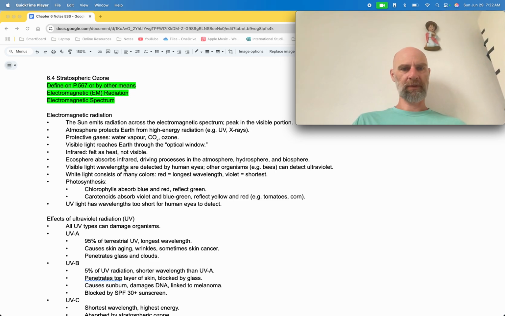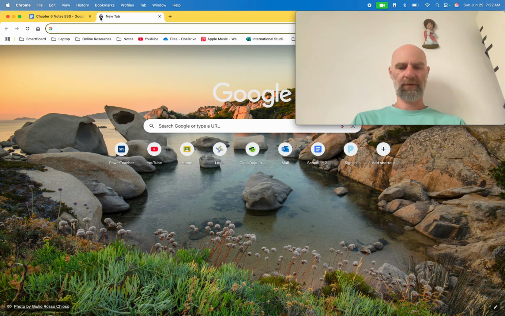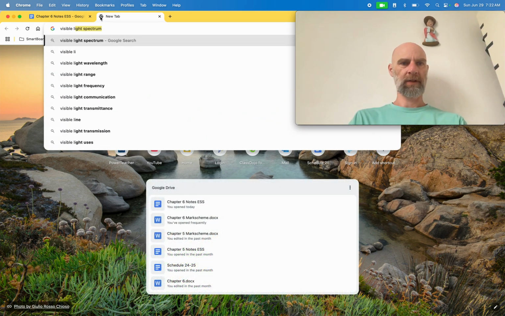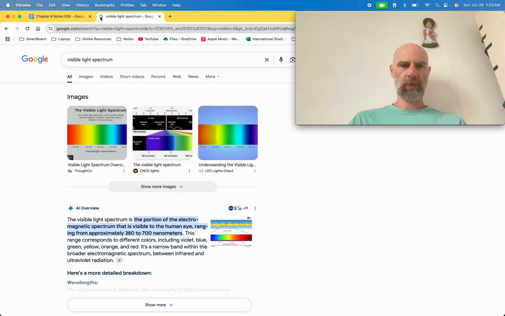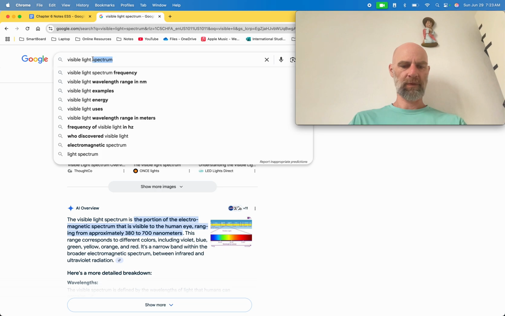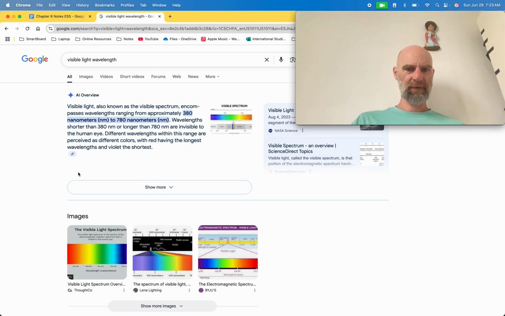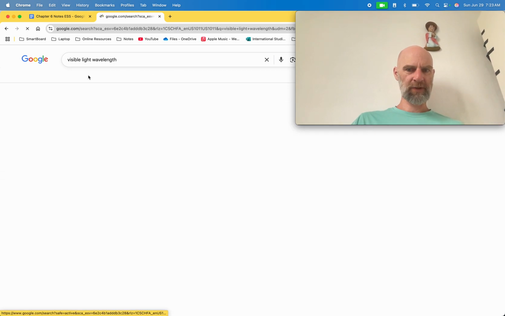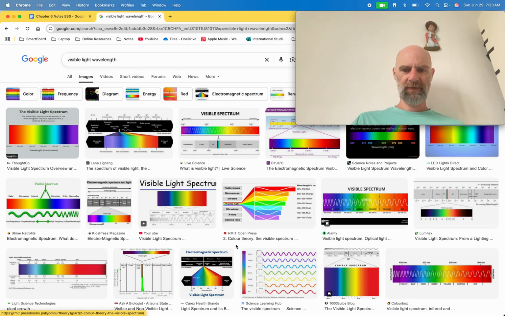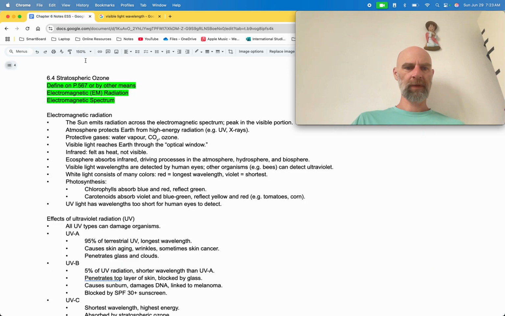let's see, visible light wavelengths. Visible light spectrum. Like this. Alright. Let's go with this. Wavelength. Bam. Alright, let's go images here. Something like this. Yeah, you see how red's more spread out and the violet is more close together. So, yeah.